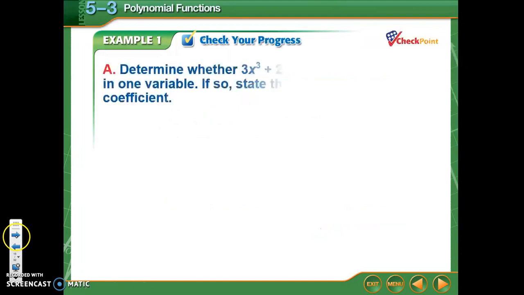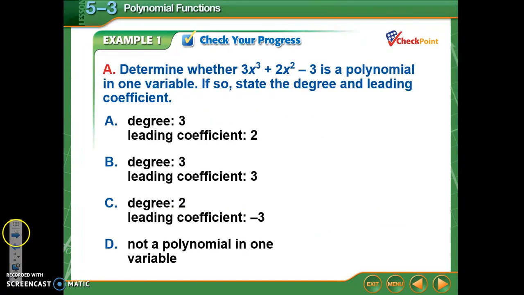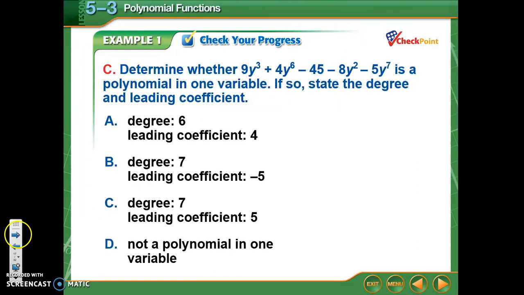All right, I'm going to have you guys try 3 in a row here. Okay, for this one, the answer should have been B. Look at this one. This one is not a polynomial in one variable because it includes x and y. And this one, the answer is B. The degree here is 7. That's the largest exponent, and the leading coefficient then is -5.